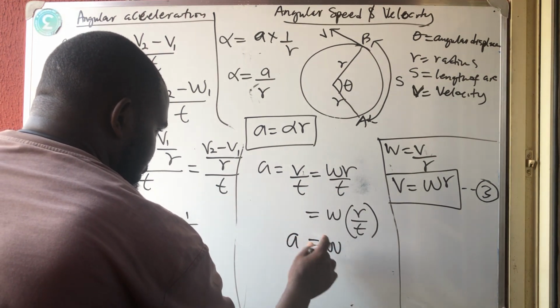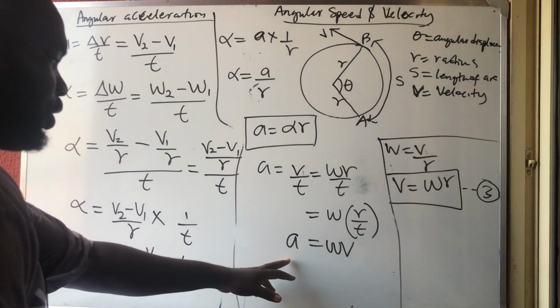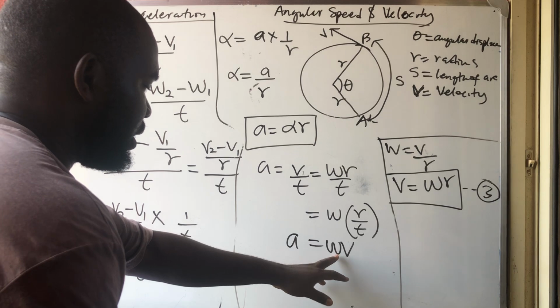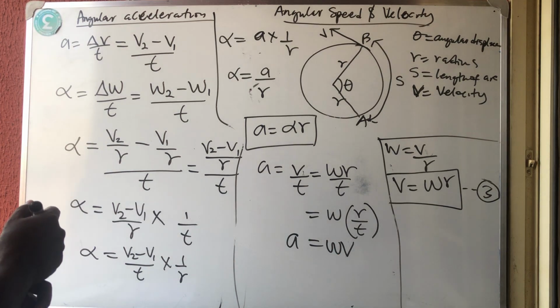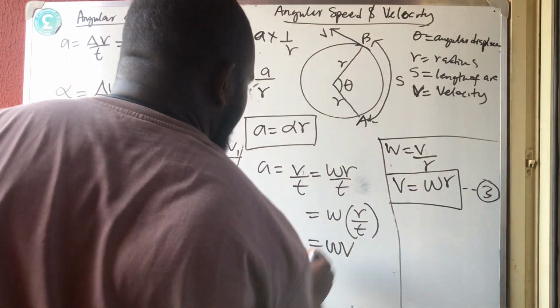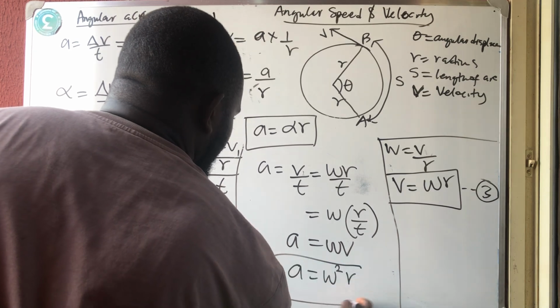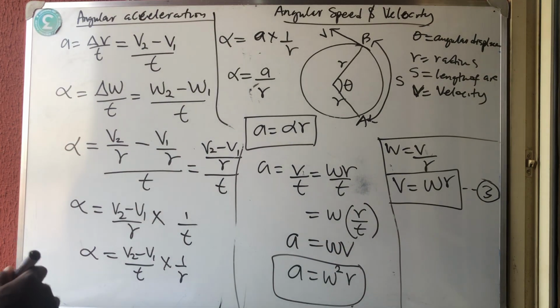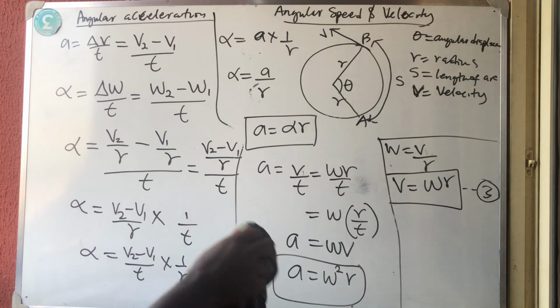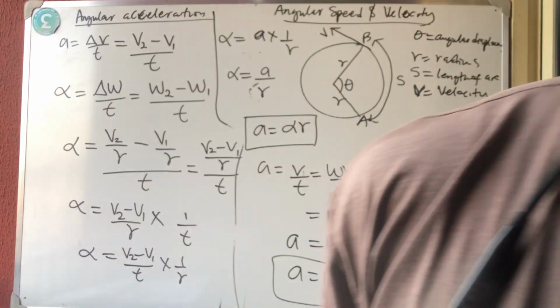So A is equal to what? WV. A is equal to WV. Yes, A is equal to WV. So linear acceleration means angular velocity times linear velocity. Okay, but V is equal to WR. So I'm having that A is equal to what? W squared R. This is another formula that I'm looking for. So that is that. So let us write out all our formulas, then we start solving calculations.